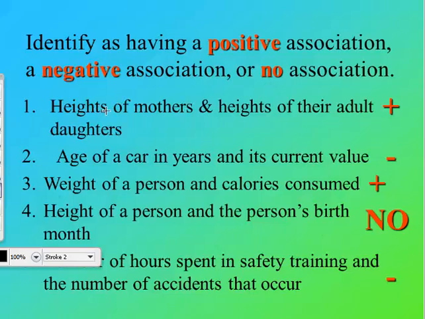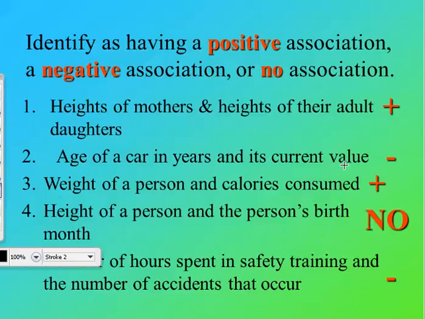If you're looking at the heights of mothers and the heights of their adult daughters, that might be a positive one. Age of cars in years and its current value: it goes down in value unless you're a collectible car or something like that. So typically it goes down in value, so that would be a negative relationship. The weight of the person and the calories they consume: the more calories they consume, the weight goes up. Yeah, that's a positive relationship.